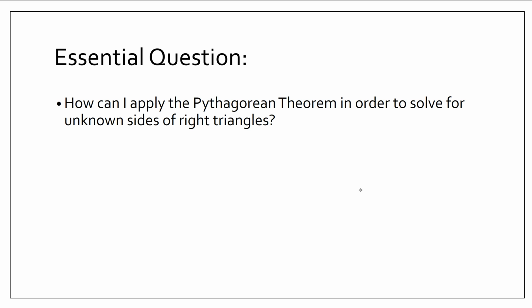Essential question: how can I use or apply the Pythagorean Theorem in order to solve for unknown sides of right triangles? So this is a theorem that you have definitely learned before.